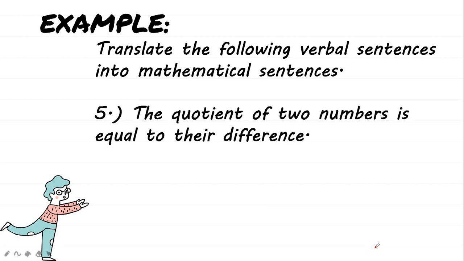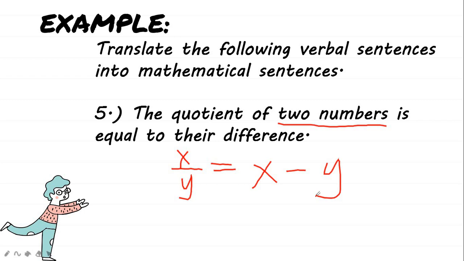Example number 5. The quotient of two numbers is equal to their difference. The two numbers are not stated, so we can use any variable we want. We can use x and y. So the quotient of x and y can be expressed as x over y is equal to their difference, x minus y. Okay, so that will be the answer for number 5.